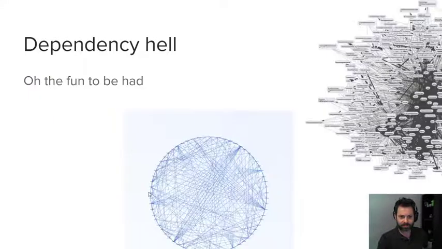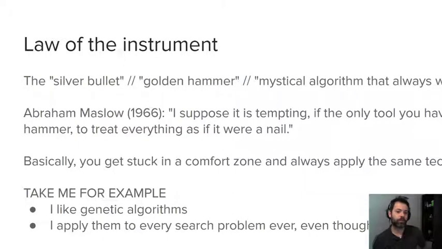All right, I've got a couple more here, 3 more here. So there's the law of the instrument. This is a fun one, and this is a trap that a lot of people fall into. Basically, you have a silver bullet that will solve every single problem ever. So silver bullet, golden hammer, the thing that always works for you.